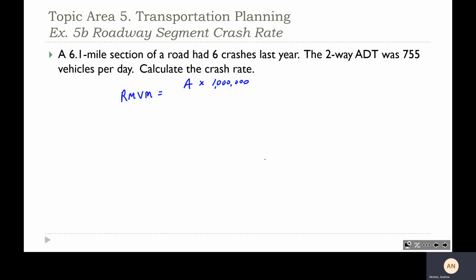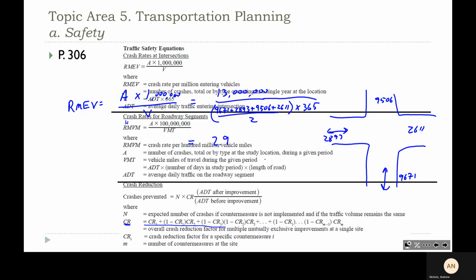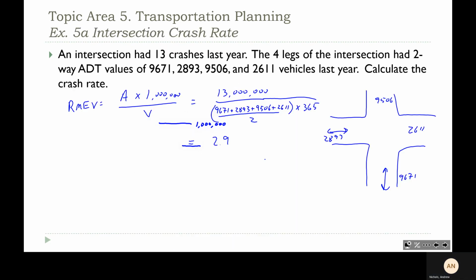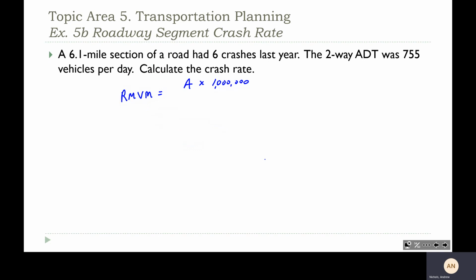Oh, so they have fixed that. They've eliminated this, so I need to update this slide. If you look in your handout, this RMVM is now crash rate per million vehicle miles. So it's no longer crash rate per 100 million. This is 1 million. So look at the handout, not my slides. Everything else is the same. So we've got A times 1 million.